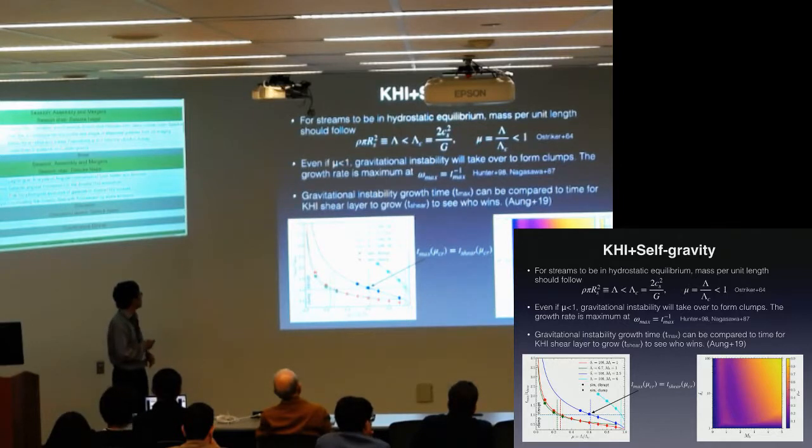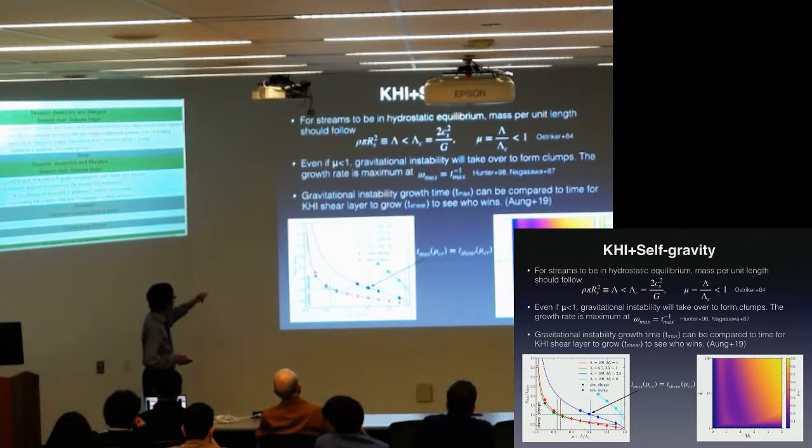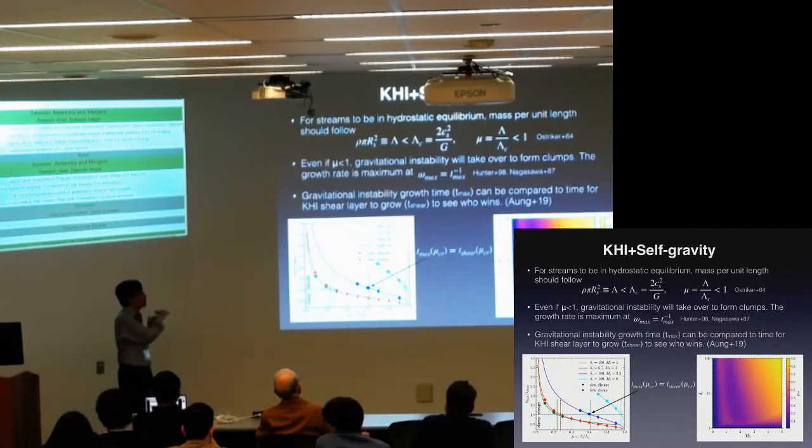So you can compare T_max and T_shear on the y-axis, with the x-axis being the mass per unit length, and you can see that at some point the two time scales will be equal. This is the critical mass per unit length, where the regime will switch from one to the other.